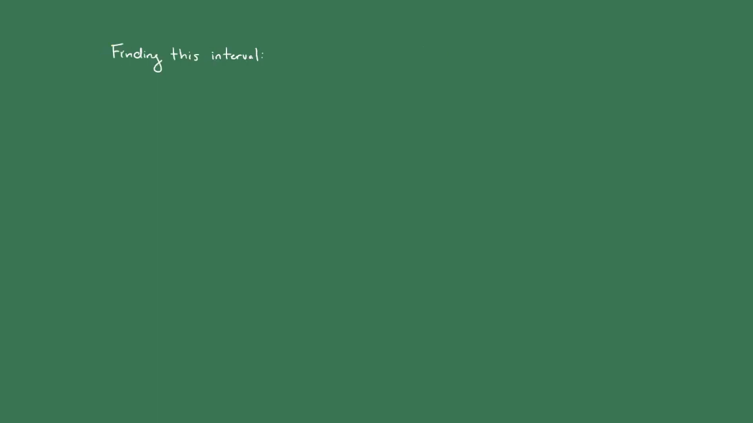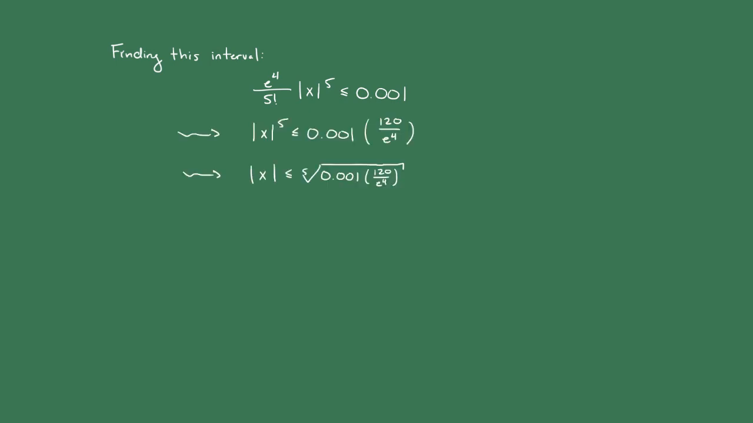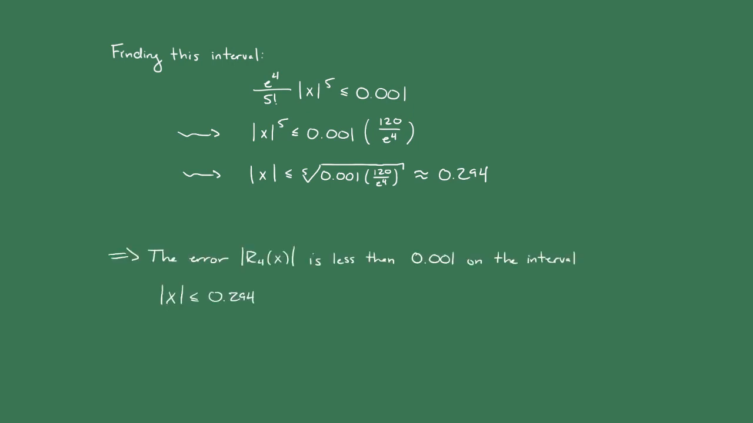So let's find this interval. We want e to the fourth over 5 factorial times absolute value of x to the fifth to be less than or equal to 0.001. And now we can solve this inequality for the absolute value of x to find that the absolute value of x must be less than or equal to 0.294. Therefore, the error R_4 of x is less than 0.001 on the interval absolute value of x less than or equal to 0.294, which is the same as the interval negative 0.294 to positive 0.294. And so we're done.